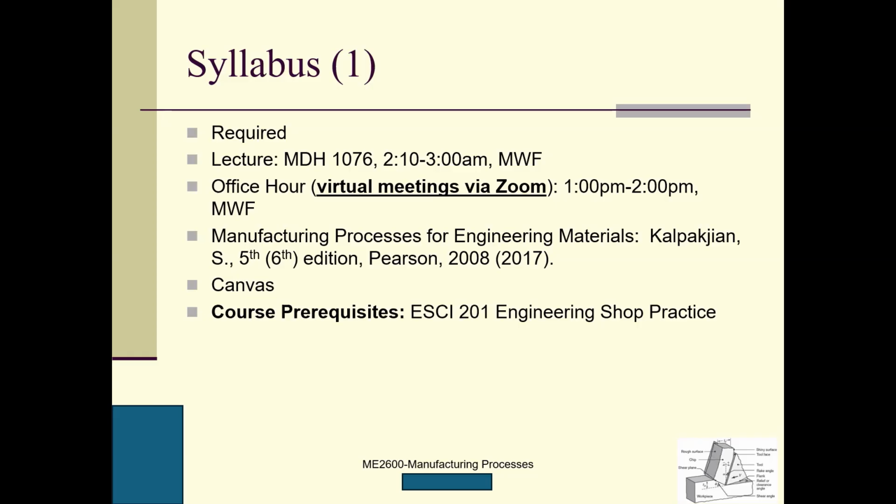Manufacturing processes. This is the textbook for engineering materials, by Kalpakjian. He wrote several versions. You can use either the 5th edition or 6th edition; they do not differ too much. The latest one is 2017. It's highly recommended that you have one copy. However, if you don't want to buy it, that's okay. We have all these slides, and all these slides will be enough.